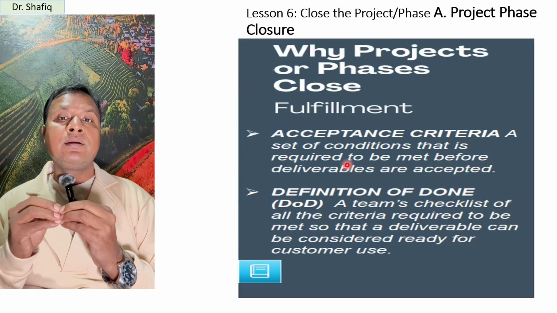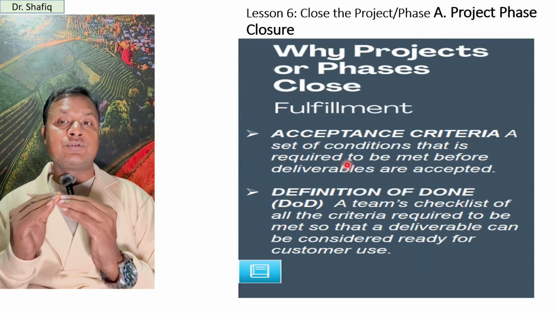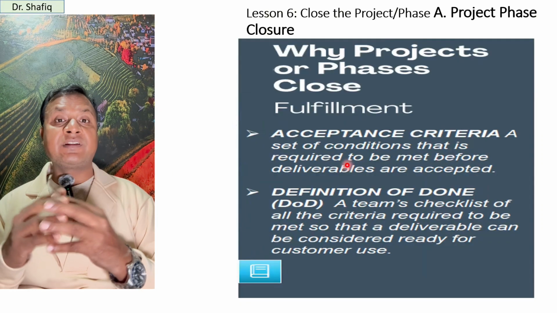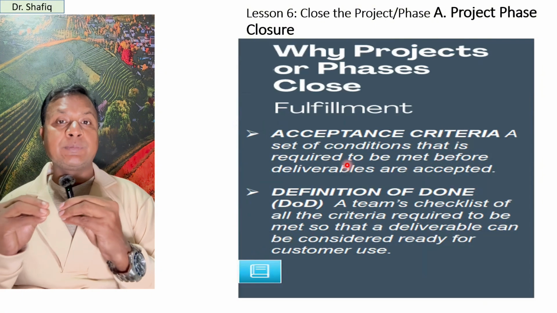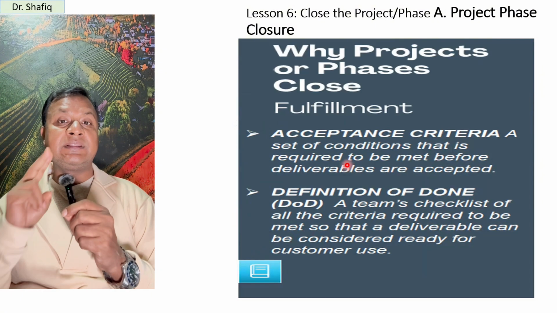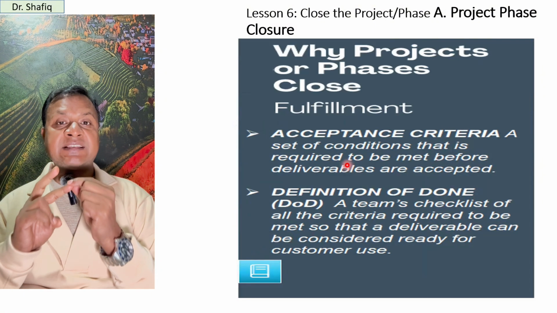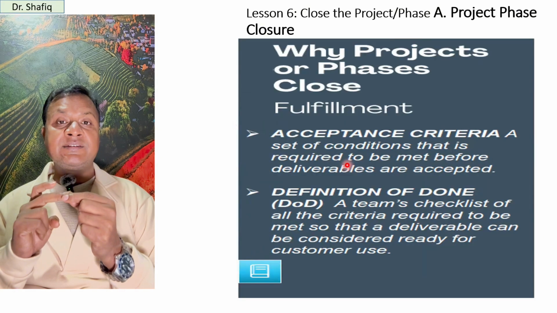So why are projects or phases closed? Of course, after the fulfillment of the vision, when the objectives are met, we close a project. But there are two terms. One is acceptance criteria, and another is definition of done.